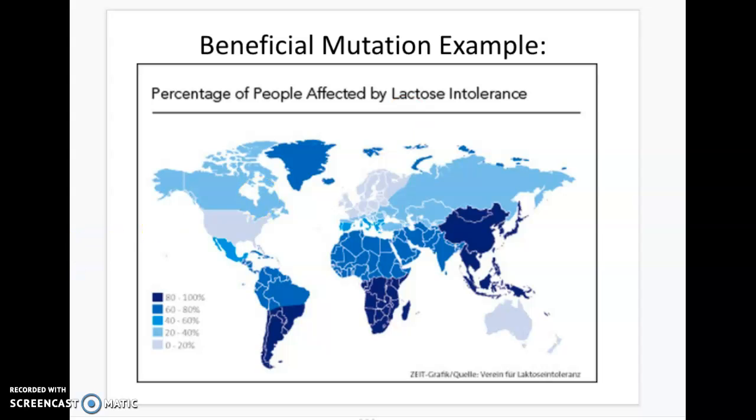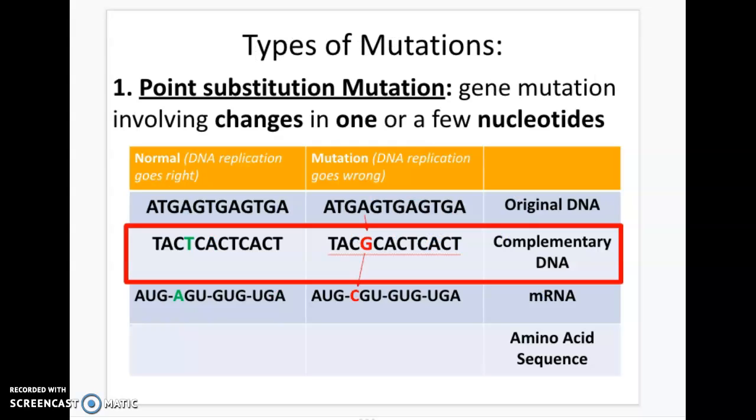Pretty interesting. All right, so let's start to take a look at the types of mutations. There's a few different types. The first type, very simple, is called a point substitution mutation or a point mutation. So this is a gene mutation that involves changes in one or just a few nucleotides.